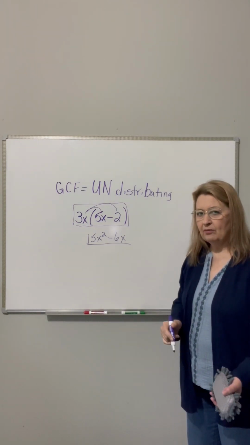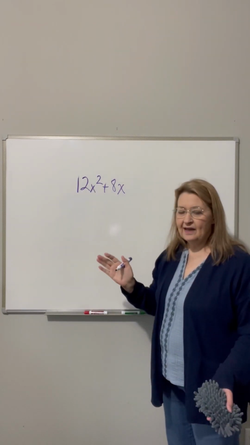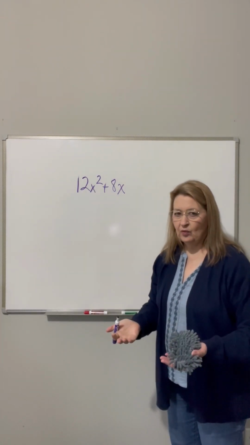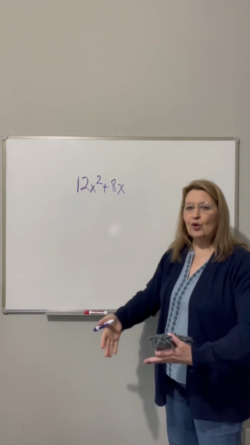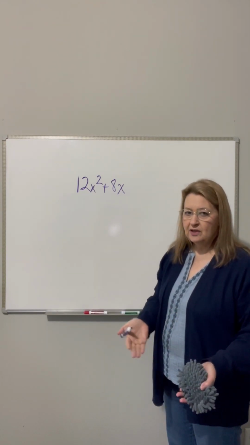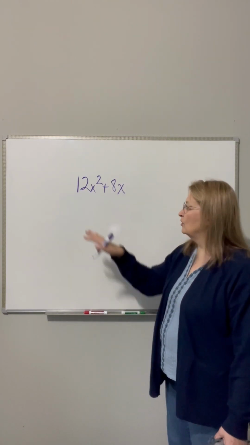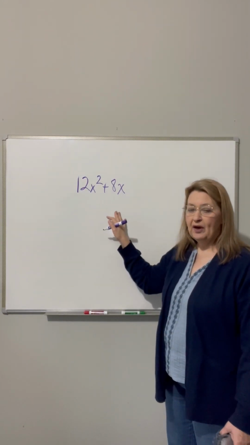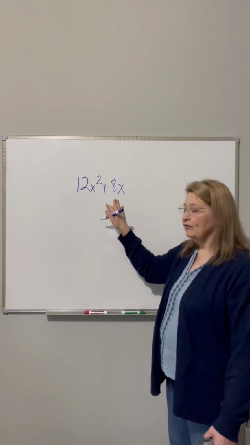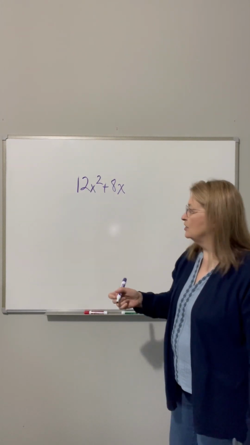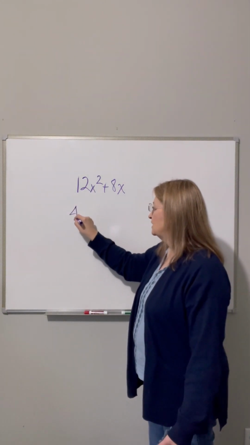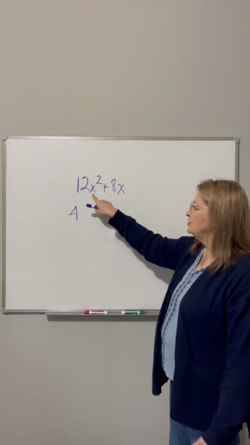So let's look at a problem. If I have 12x squared plus 8x, and I want to know where did this come from, in other words, I want to factor it. I want to undo the distributing that was done in the first place. Well, first you need the largest number that will go into both of these. Now if you look at 12 and 8, the largest number that's going to go into both of those is 4.